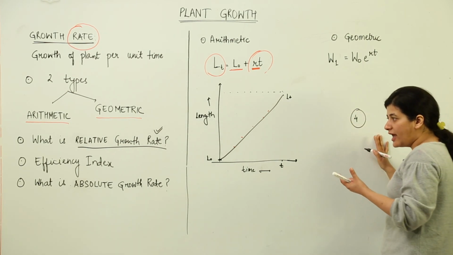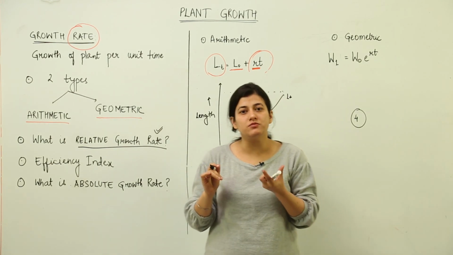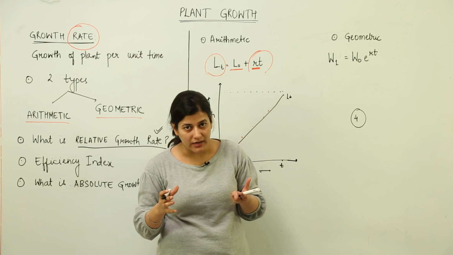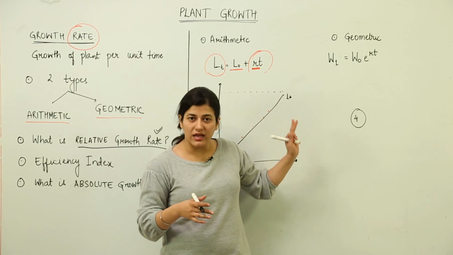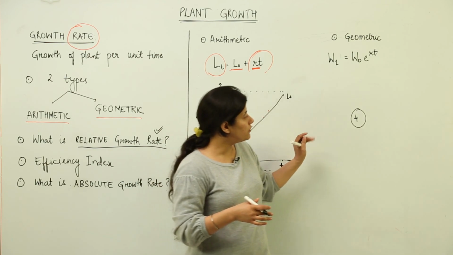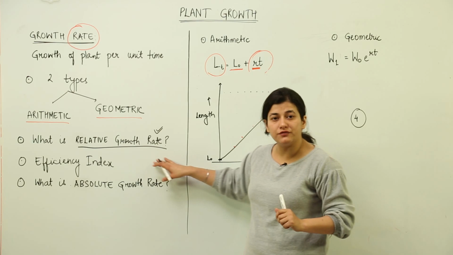Or supposedly I am having a stem or apical meristem. The ability of that meristem to give rise to the biomass of the plant, that is, how much growth it can undertake, is known as the efficiency index. Alright, so we are considering this efficiency index in terms of relative growth rate.